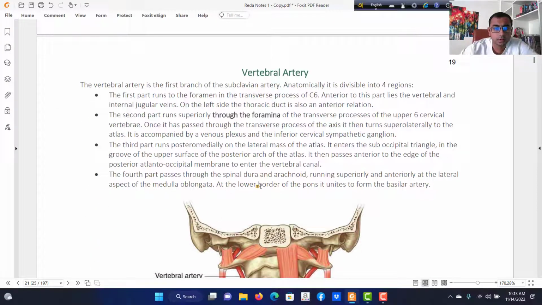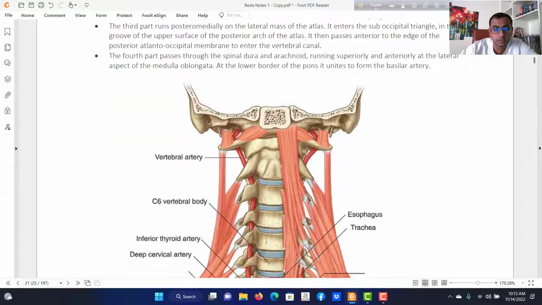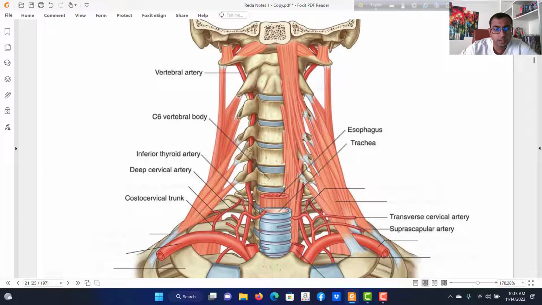Now there are some important topics about the vertebral arteries. It is the first branch of the subclavian artery. You must remember there are four parts. The first part starts from the transverse process of C6 and enters between the vertebral and internal jugular vein. On the left side, the thoracic duct, no need. The second part runs superiorly through the foramina transversaria. This is the first part and this is the second part. The second part goes through the foramina transversaria of each cervical vertebra.